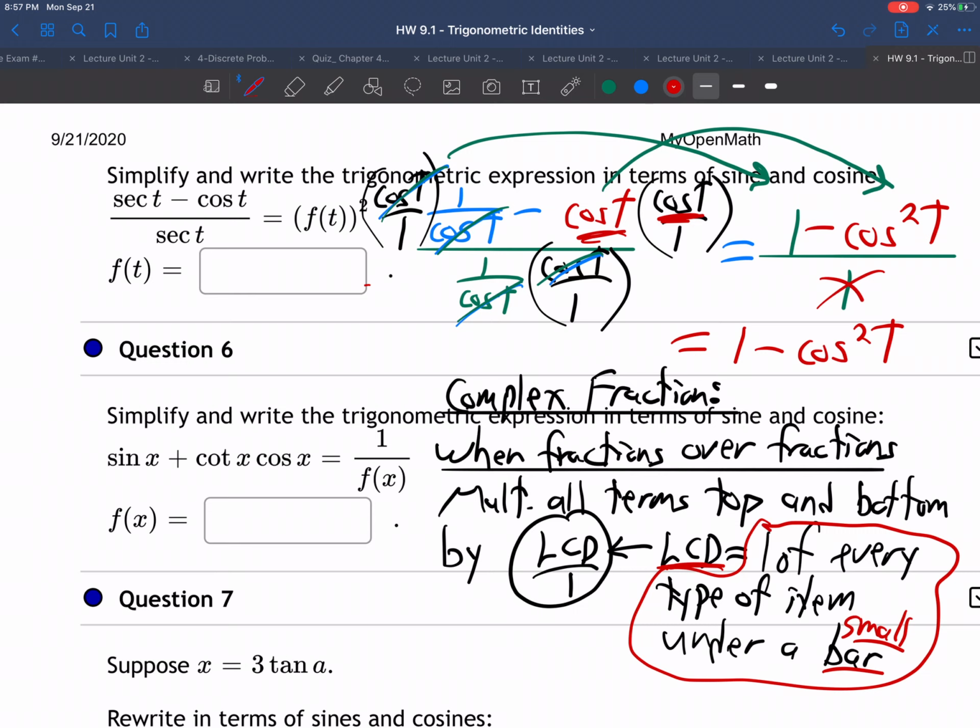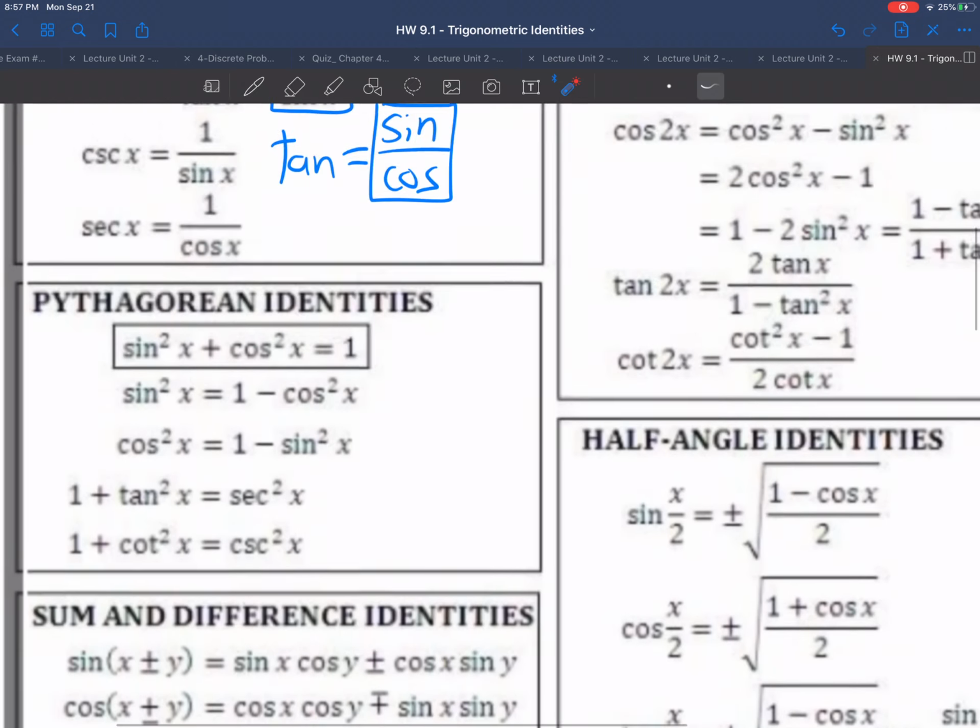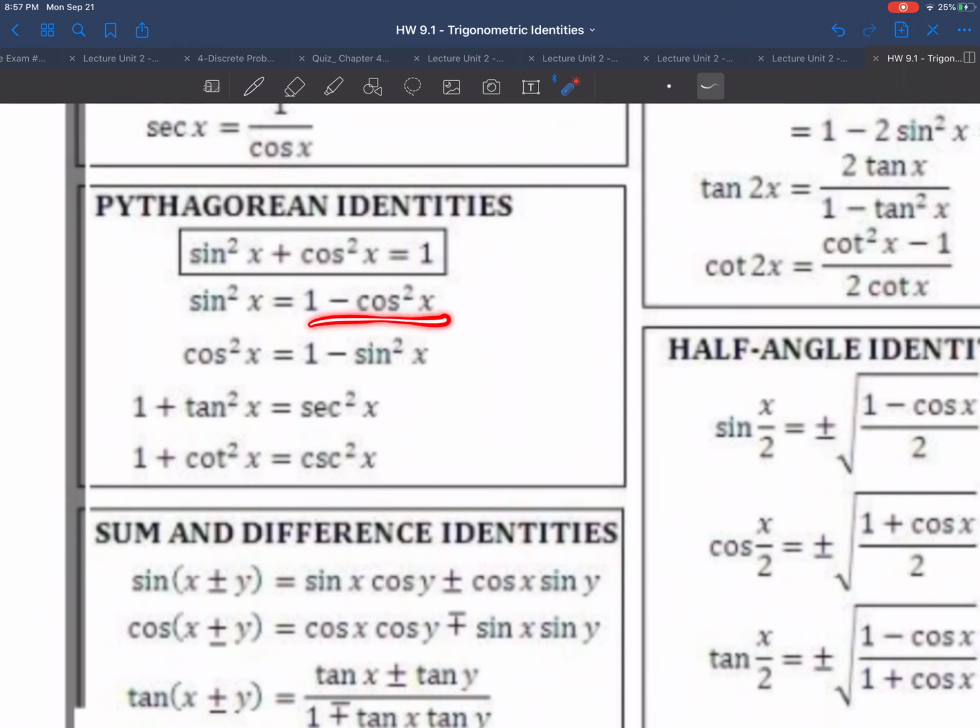Now we're almost done. You might think we are done. We're almost done. You have to recognize this. This has to be something in this section. This is a very challenging section. In this section, this guy needs to jump off the page or the screen for you. Let me show you on the formula sheet. There he is. 1 minus cosine squared. What is that? Sine squared.